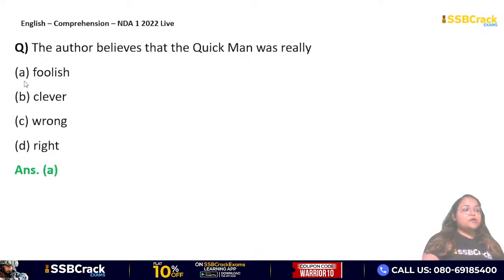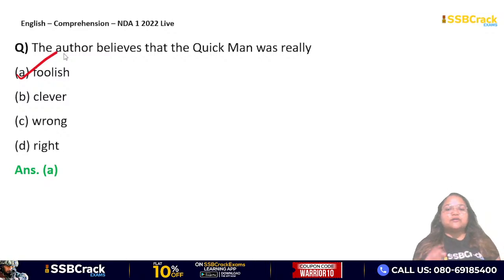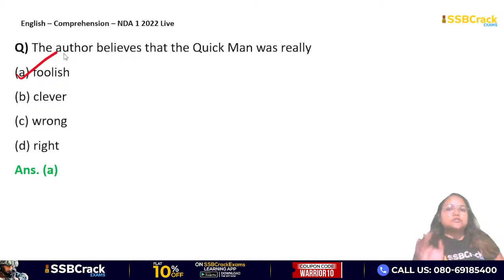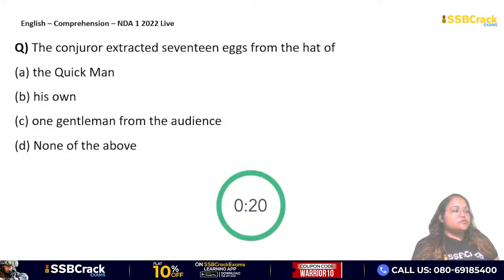The answer will be option A. सबको बेवकूफ़ी लगा ना? Because he was ruining the magician's tricks. He was also ruining everybody's attention, everybody's entertainment as well. So actually he was trying to show that he was very clever, but he was foolish because it was not possible for the magician to produce everything from his sleeves, even a rocking chair, right? So actually he was really foolish. Moving on to the next question. And this is the last one.